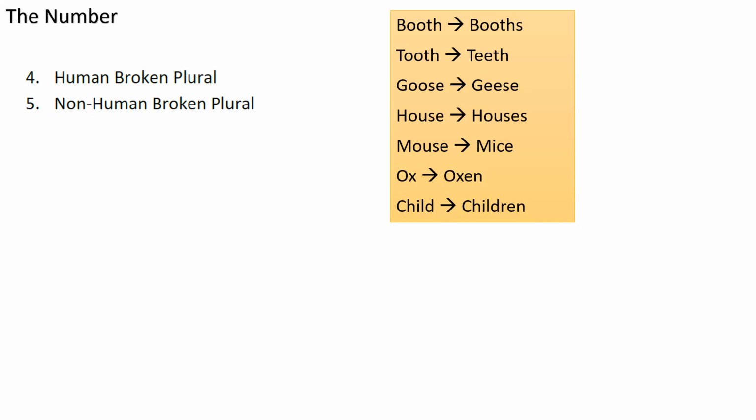Now, the broken plural can be a human broken plural if it means human. What does it mean human? The meaning is a human thing. It could be a person, it could be a prophet or someone. Or it could be a non-human broken plural, where the meaning is a non-human thing. So this is the concept of broken plural.